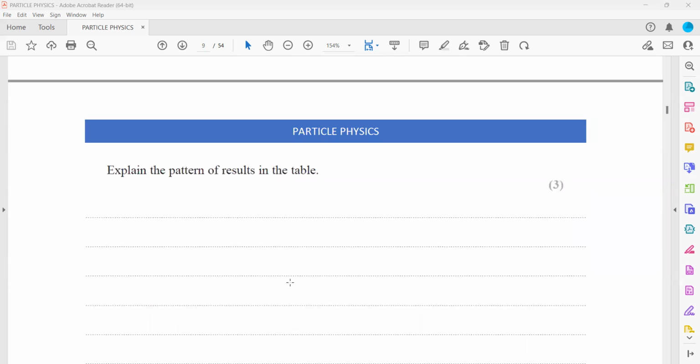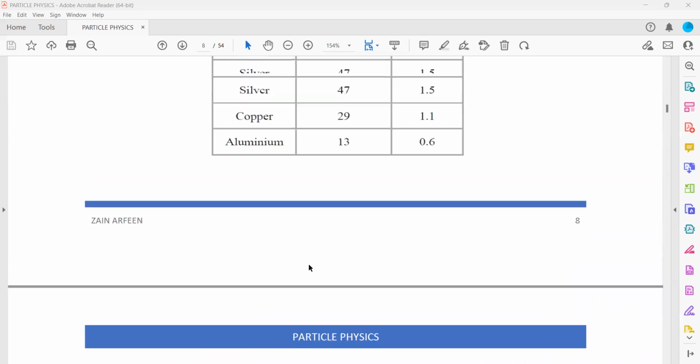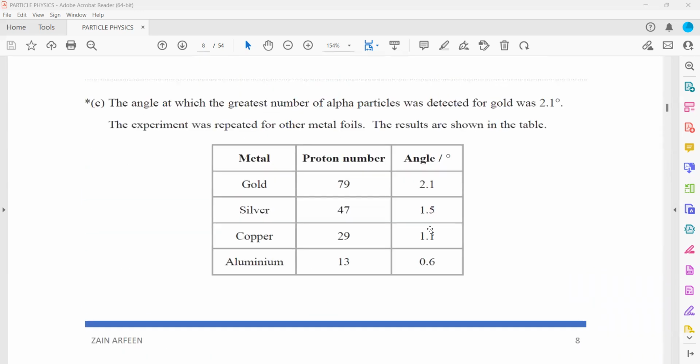So, explain the pattern of results in the table. How do we explain the pattern of results in the table? The greater angle of deviation goes with a greater proton number. You can clearly see this from the numbers in the results. And a greater proton number means there's a greater charge, so strong repulsion or electrostatic force is there. That's why there is a large deviation. You just have to interpret the table in your own words.